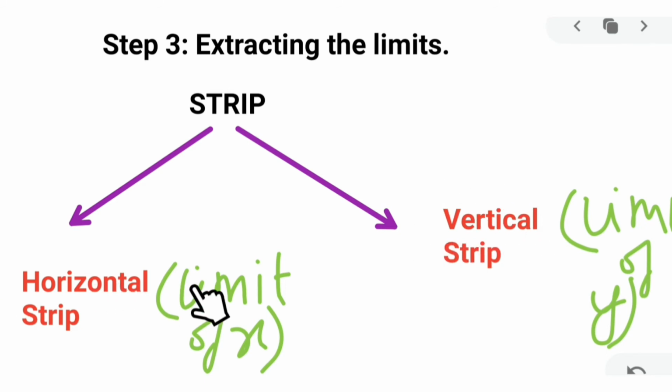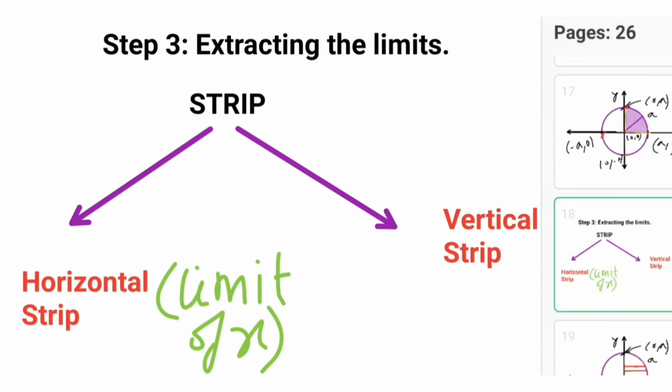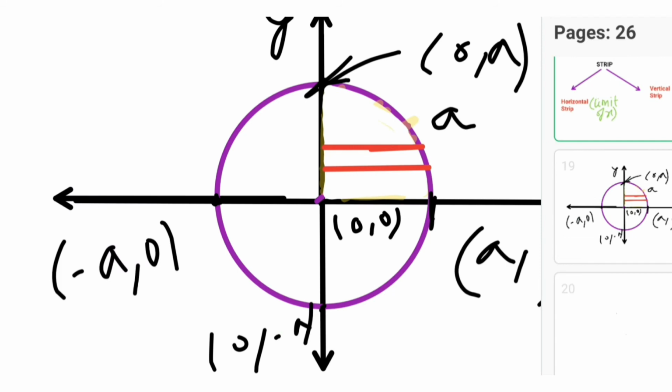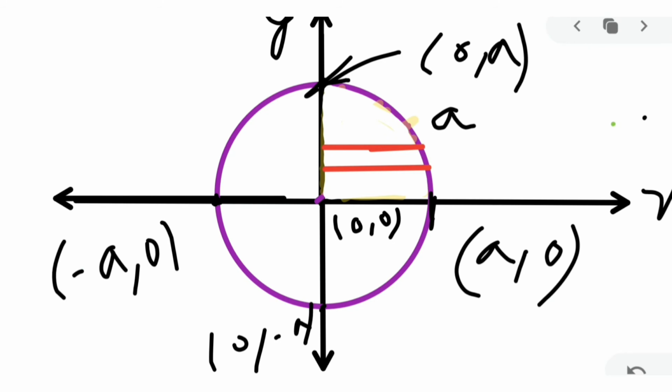For horizontal strip, the limits of the strip will be of x. And for vertical strip, the limits of the strip will be of y. Now we will take both the strips. I'm just showing you first the horizontal strip. Here we have taken the horizontal strip, this one. So now we will extract the limits from this graph.